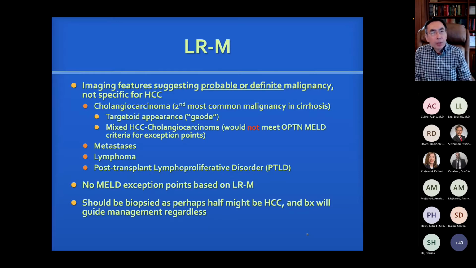So LR-M, these observations usually turn out to be malignancy in a high proportion of cases, but they're often not HCC. The second most common malignancy in cirrhotics is cholangiocarcinoma. And then about 5% of HCC patients actually end up having a mixed HCC cholangiocarcinoma. And it's important to know that the management of these patients is different. They're treated more like a cholangiocarcinoma patient. And so you're not going to get exception points based on an LR-M score in LI-RADS. And most of these patients will get a biopsy.